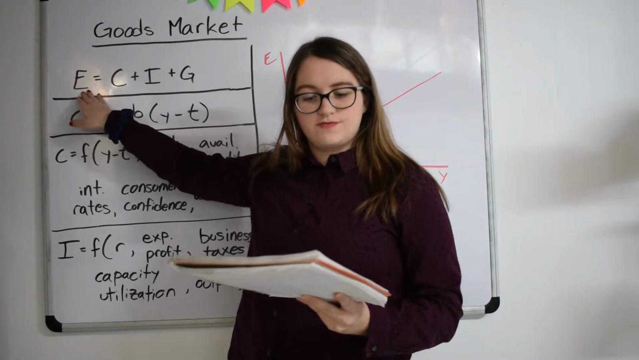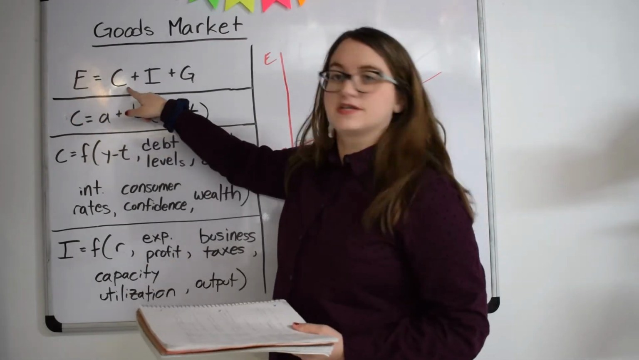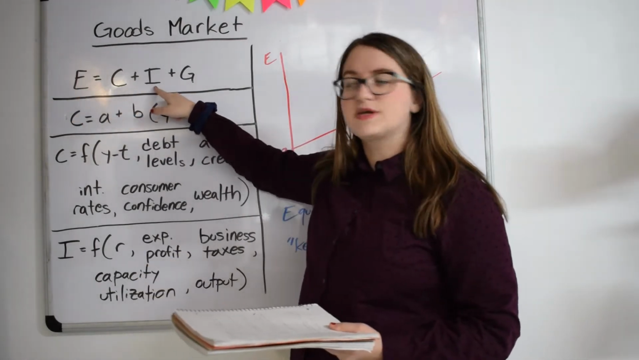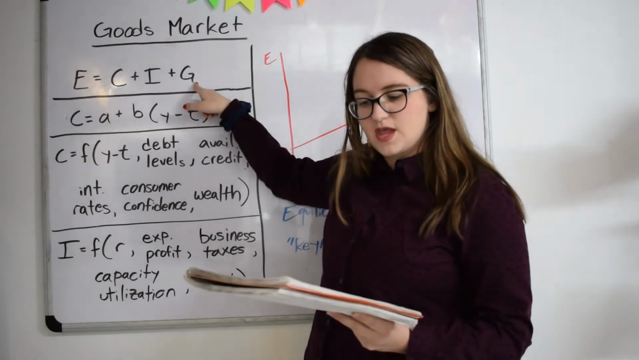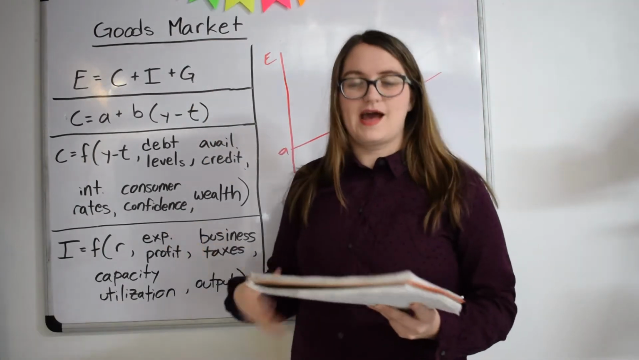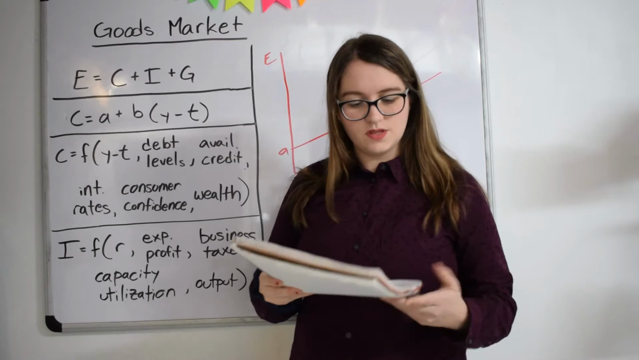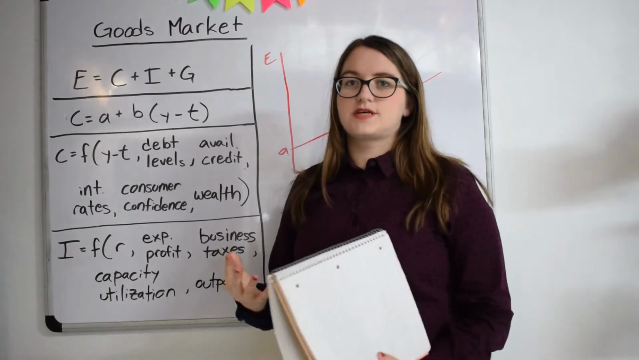Expenditure for us is equal to consumption plus investment plus government spending, and it also can be called aggregate demand. So let's break this up into parts.